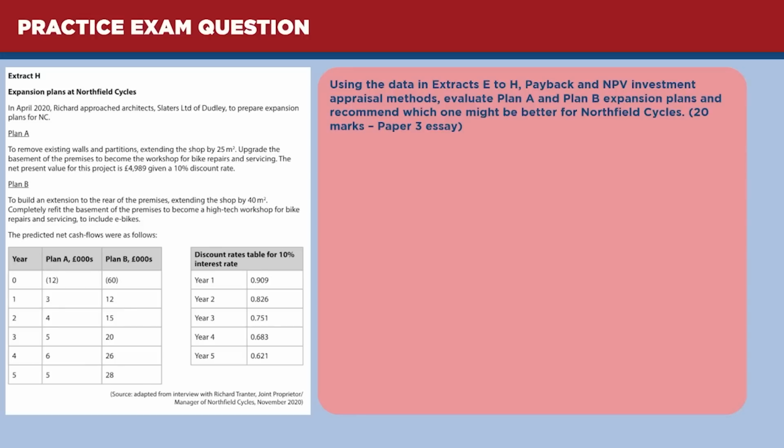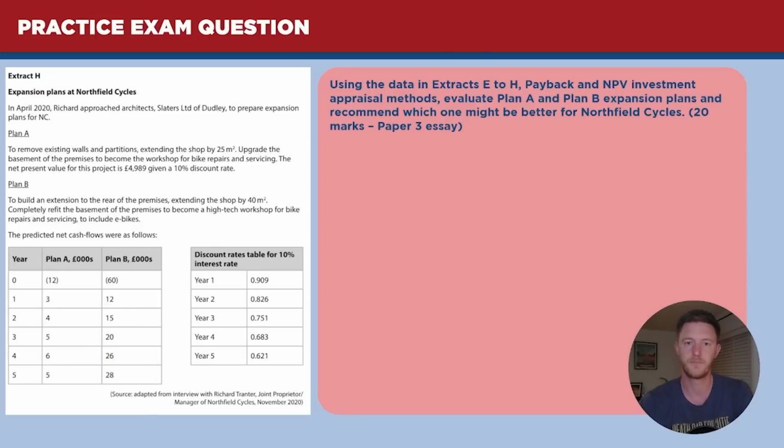For an example, we've got expansion plans at Northfield Cycles. This was a 20-mark essay, and it asked you to do payback and net present value. And it says, evaluate plan A and B, and which one's better. It actually tells us in the case study the net present value for plan A, so let's just write that down. Net present value is 4,989, so I guess we're looking to see if B is bigger or smaller than that. So let's write it down on our little table.